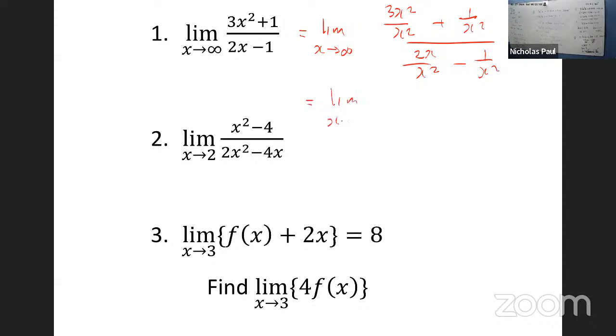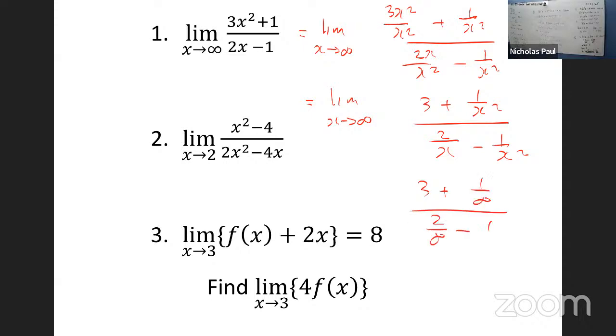So we're going to get the limit as x approaches infinity. You always have to keep writing the limit until you substitute, right? So you'll get 3 plus 1 on x squared over 2 on x minus 1 on x squared. Then you plug in infinity. So it's 3 plus 1 on infinity over 2 on infinity minus 1 on infinity. So I am getting 3 plus 0 over 0, which is infinity. So we still get infinity.